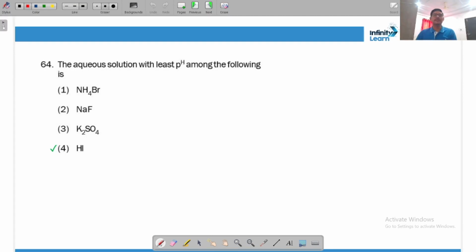The aqueous solution with least pH, this is easy. All these are salts, whereas HI is one of the strongest acids. It will have a very low pH value. Okay.